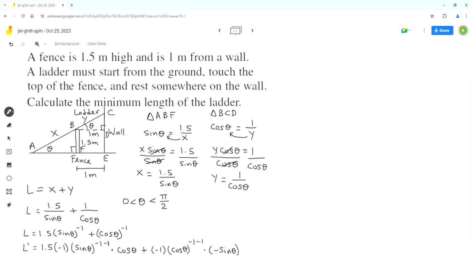Now we can set the derivative equal to 0 and simplify this expression. 1.5 times -1 is -1.5. The exponent of sine theta is -2 times cos theta, and in the other part, -1 times negative sine theta will be positive sine theta. In the next step, we should move the sine theta and cos theta to the denominator to make their exponents positive.